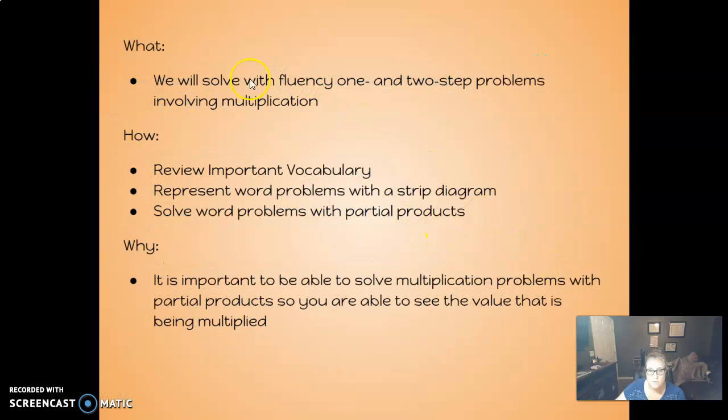So let's review what we talked about. Today we talked about solving with fluency 1- and 2-step problems involving multiplication. We reviewed important vocabulary. We represented word problems with a strip diagram. We solved word problems with partial products. And we did it because it's important to be able to solve multiplication problems with partial products so you're able to see the value that is being multiplied.